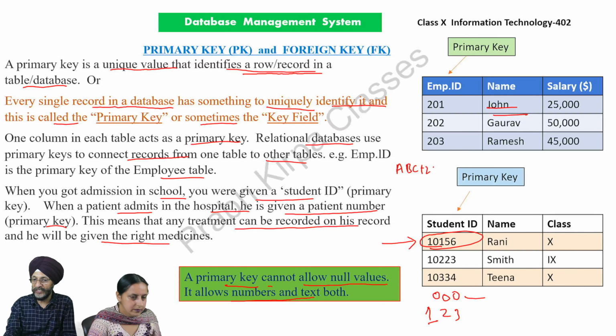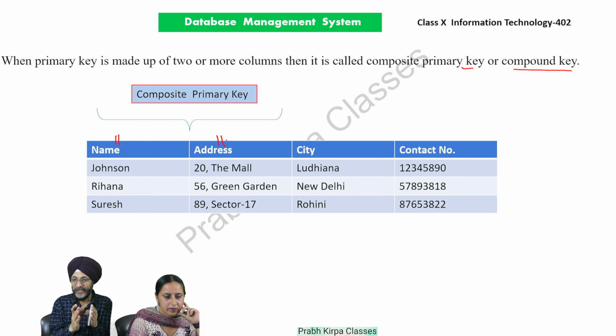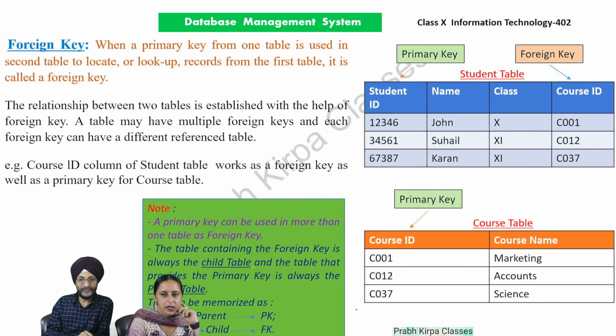When a primary key is made up of two or more columns, then it is called a composite primary key or compound key. As you can see in this figure, two fields, that is name and address, have been joined together to make the composite primary key. These two keys have been combined together and it becomes a primary key. In this figure, you have seen that we have combined these two columns so that we can make the composite primary key.